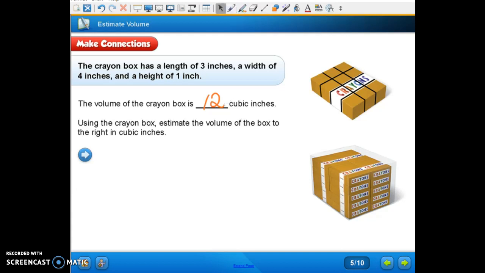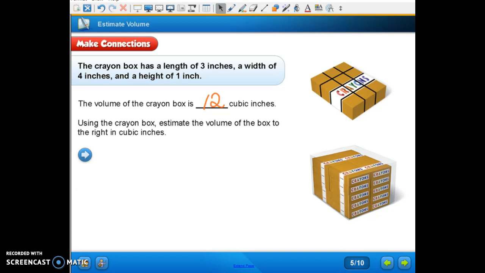Okay, this is the make a connection on page 472. The volume of the crayon box we figured was 12 cubic inches. Using the crayon box, estimate the volume of the box. So now we've got to say how many crayon boxes are laying in that bottom layer? Not 5. 4. So 4 crayon boxes. And how many layers do we have? 5 layers.